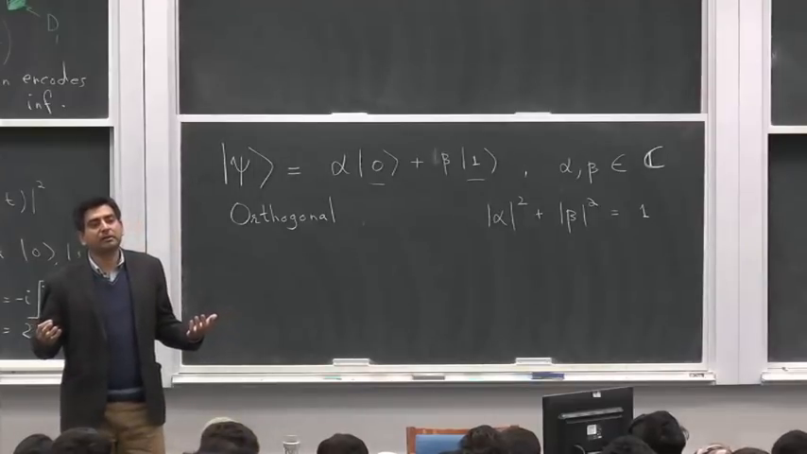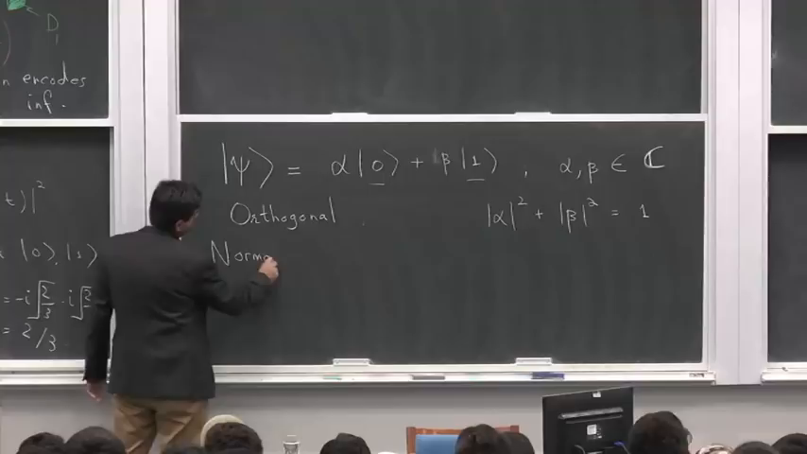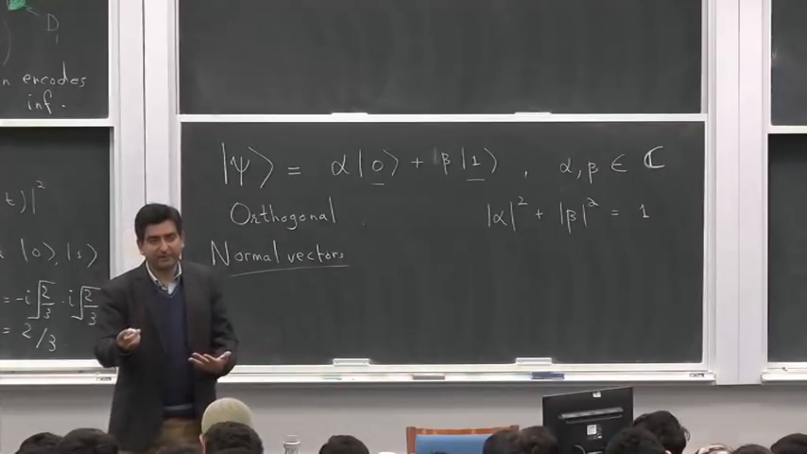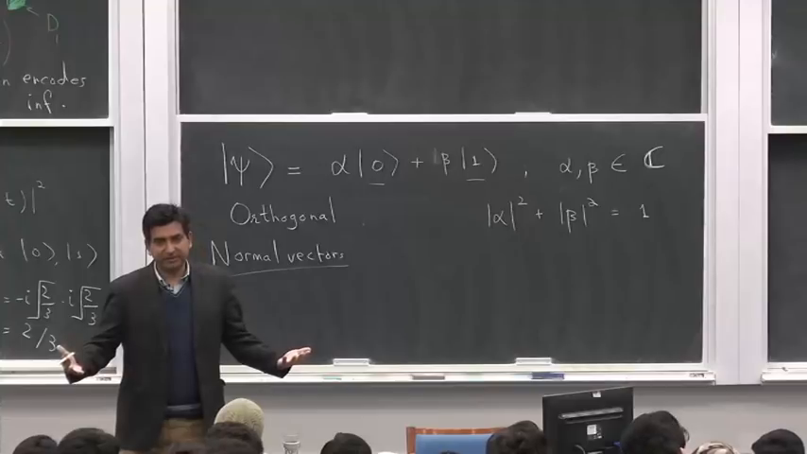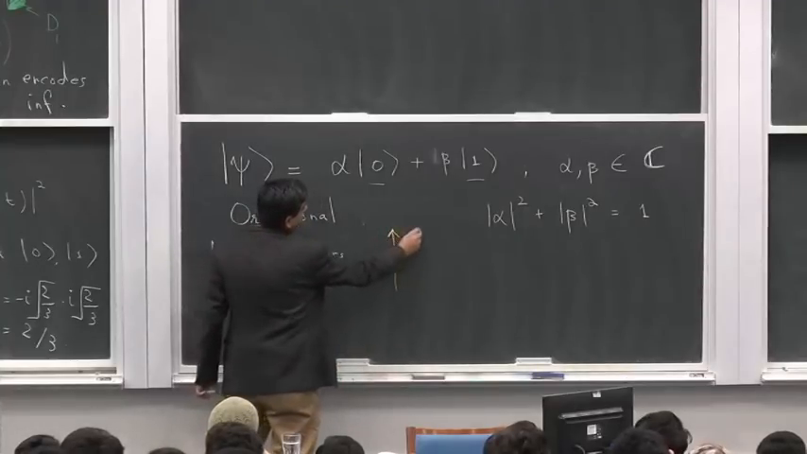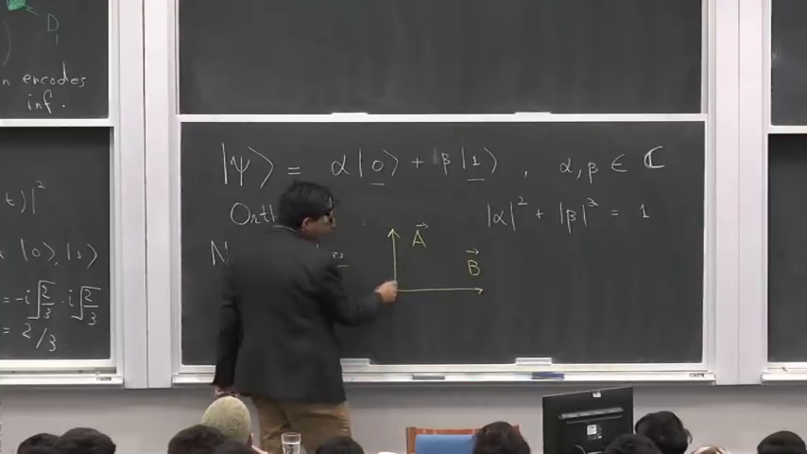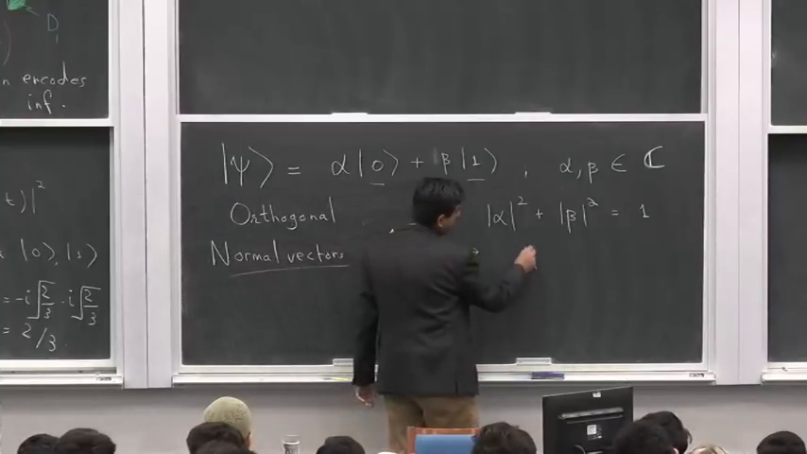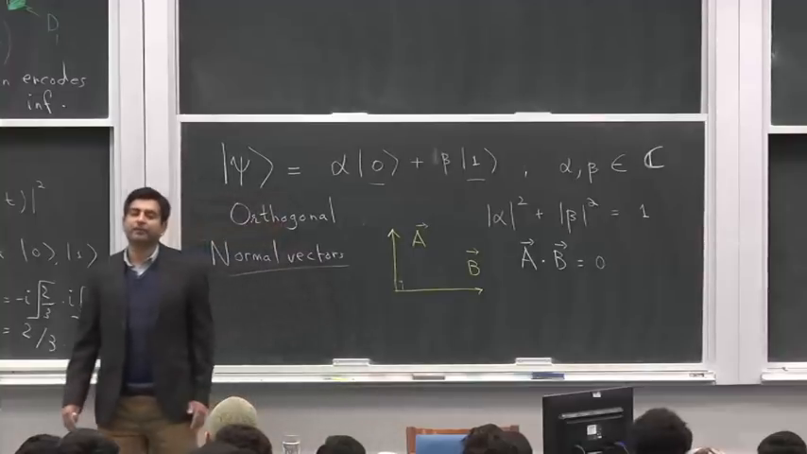When I talk about normal vectors, now in normal vectors, what do you mean by orthogonality of vectors? Which vectors are orthogonal to one another? Two vectors that are at 90 degrees with respect to one another in the Euclidean space, in the space that we live in. Any two vectors of this kind, A and B, are orthogonal if the angle between them is 90 degrees, which means that the dot product is zero. Or we can say that the overlap between these vectors is 0.